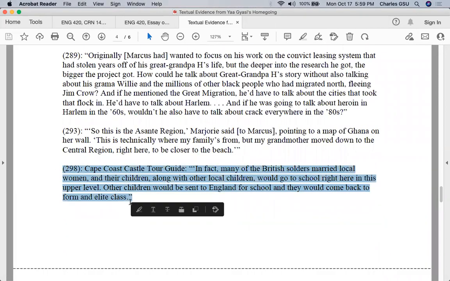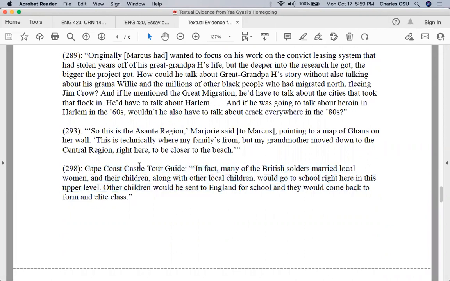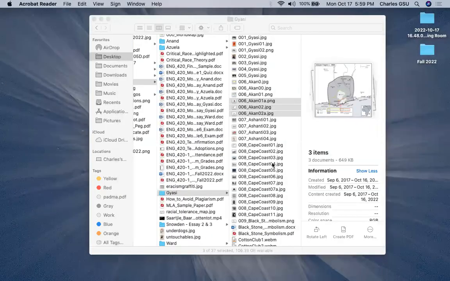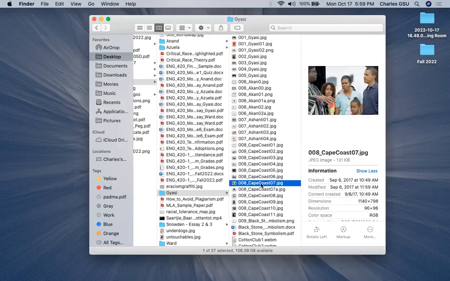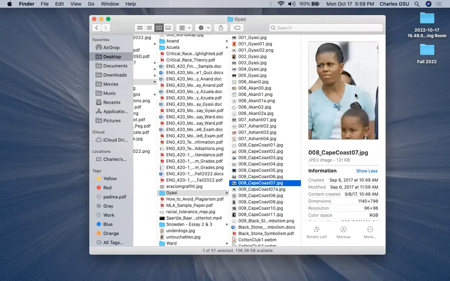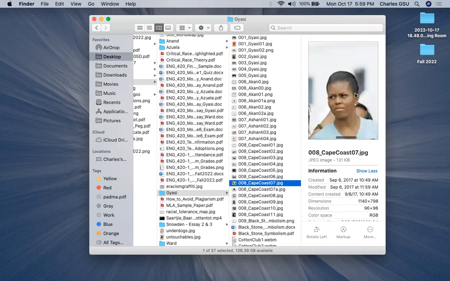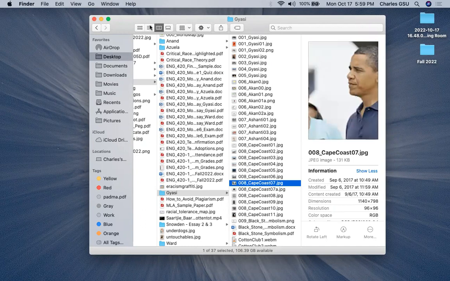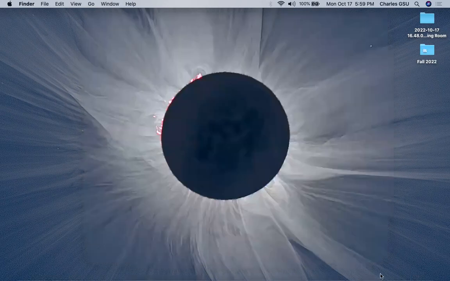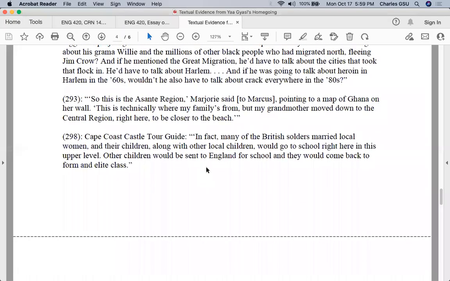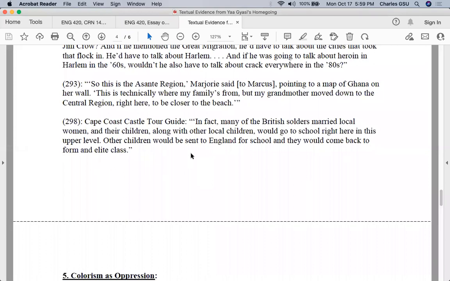Also toward the end of the novel, this is the tourist guide. I showed you an image, right, and let me go back and show you another one, where Obama and his family are being told about the origins of people in the slave trade at the Cape Coast Castle.